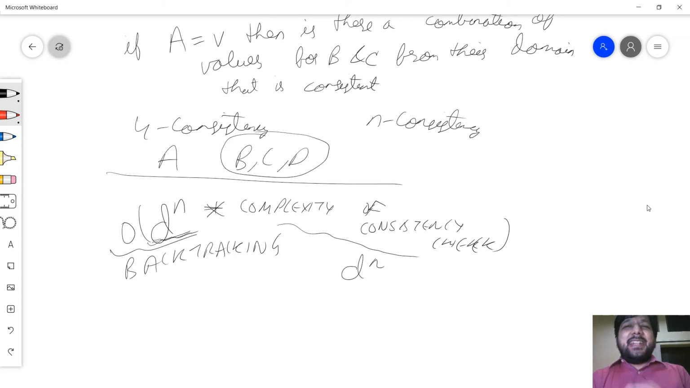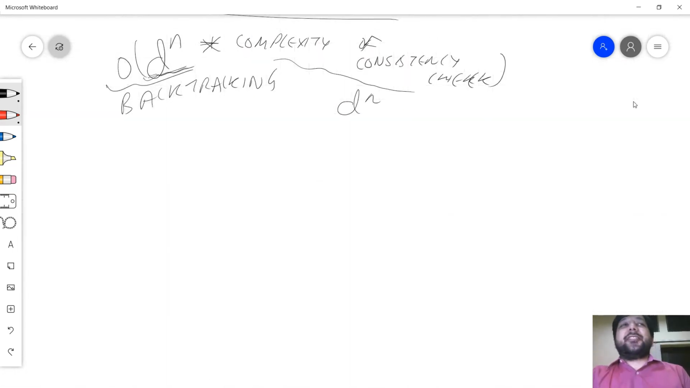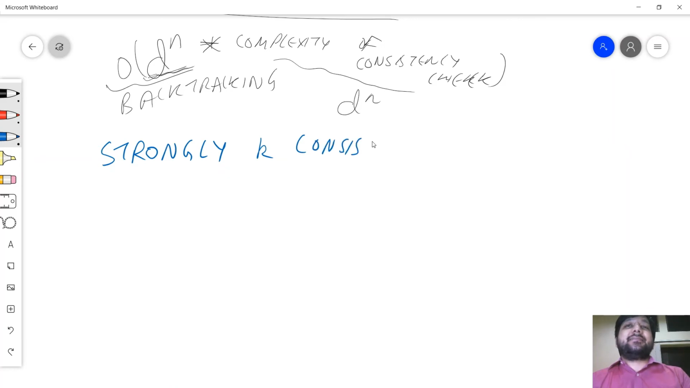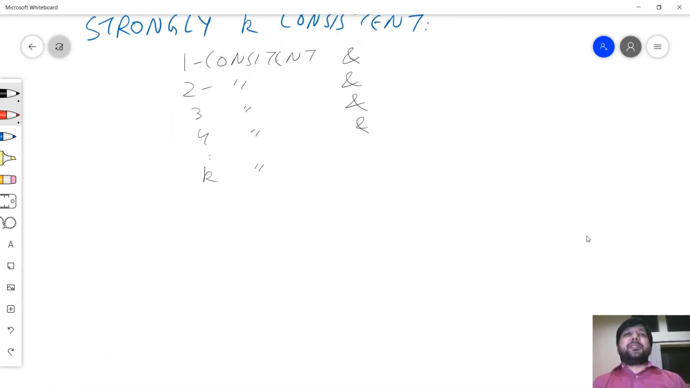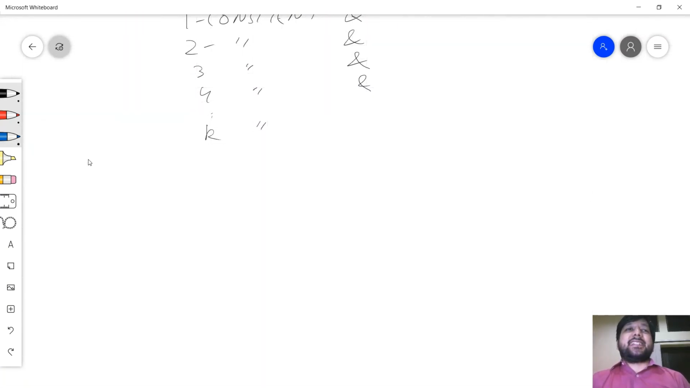So, let me give you another strong definition which has a lot of utility, and it is called strongly k-consistent. A graph is strongly k-consistent if it is 1 consistent and it's also 2 consistent, and it's also 3 consistent, and it's also 4 consistent, and all the way up to k consistent. Now, the interesting thing is that suppose you make the graph strongly n consistent.